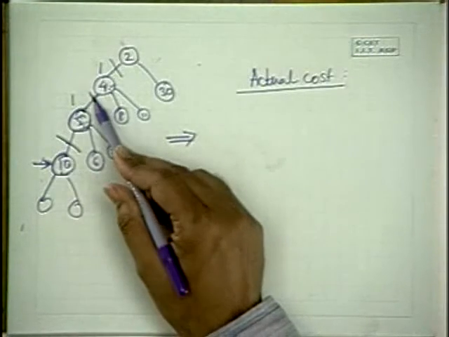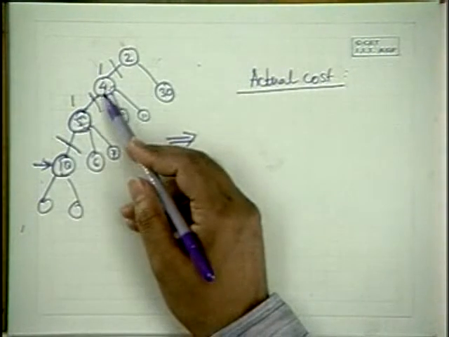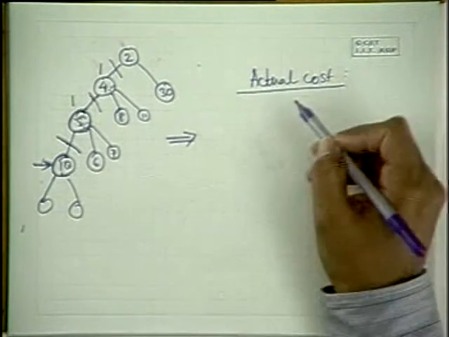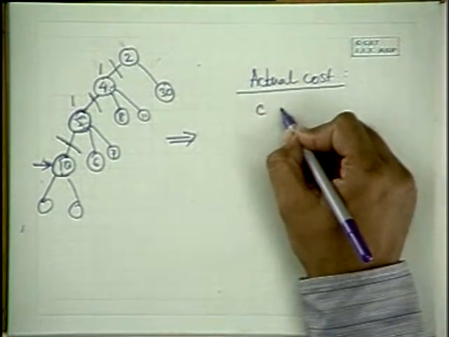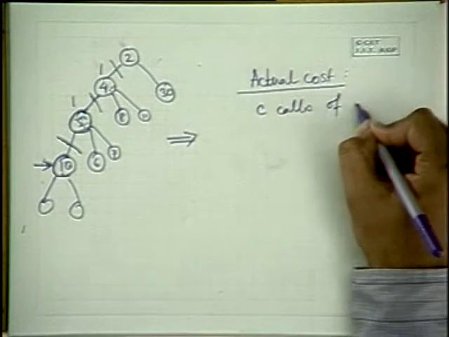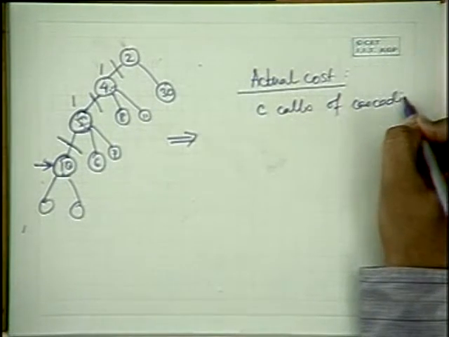Alright. So what is the actual cost here? Let us look at it. First of all, suppose there are C calls. Cascading cuts means there will be a recursive call in the algorithm. Suppose starting from 10, how many calls are there? Cutting 10 is 1, cutting 5 is 1, cutting 4 is 1. There are 3 cascading calls. So suppose there are C calls of cascading cuts, including the first one.